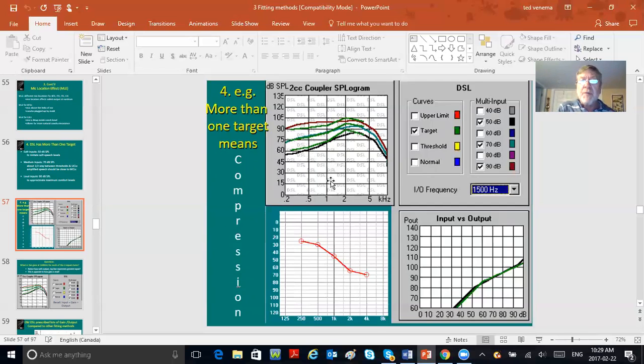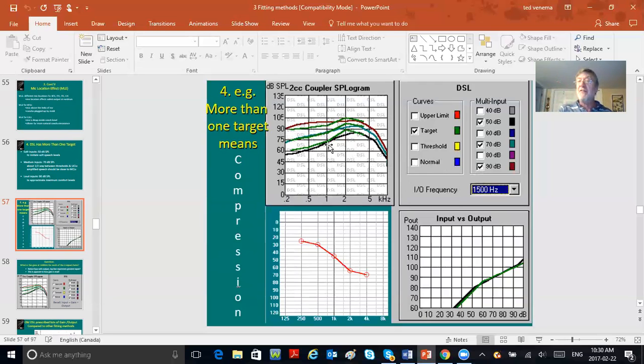Now let's look at average inputs. What's my output here at 1,000 hertz? It's going to be about 85. What's 85 minus 70? That's about 15. So my gain went down. Loud inputs. What's my output for loud inputs? 95-ish? Output of 95 for an input of 90? What's my gain? 95 minus 90. 5.